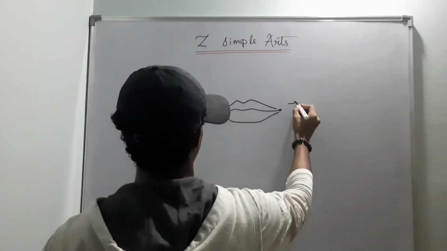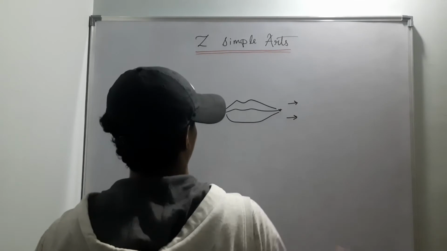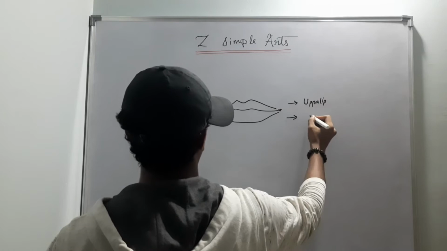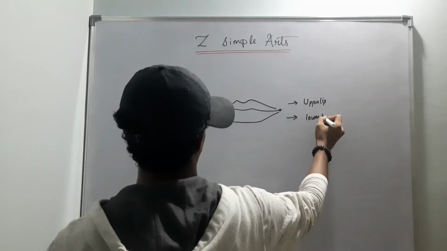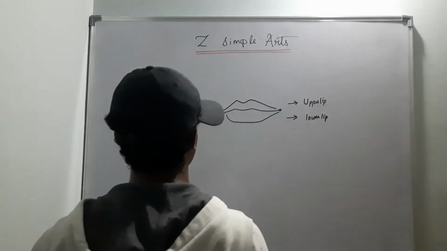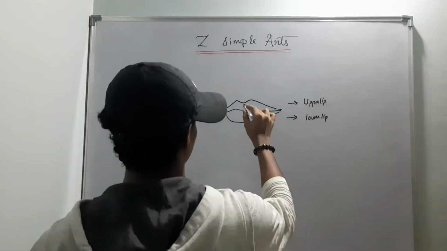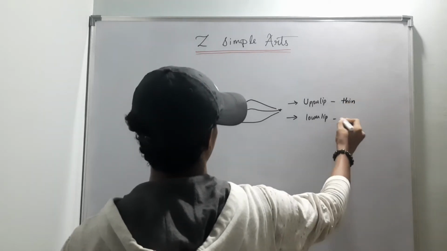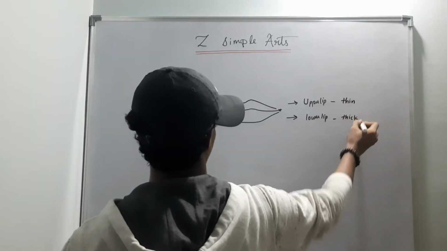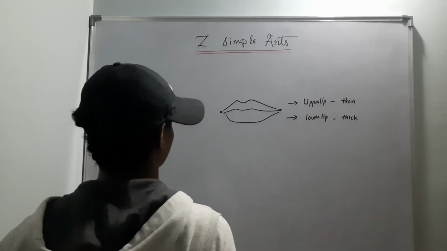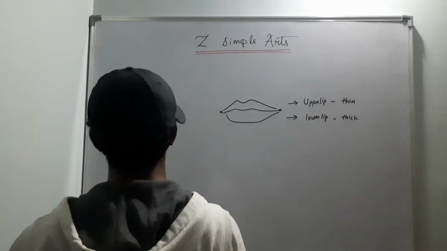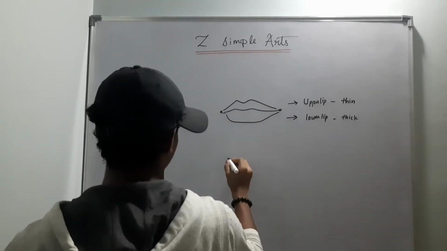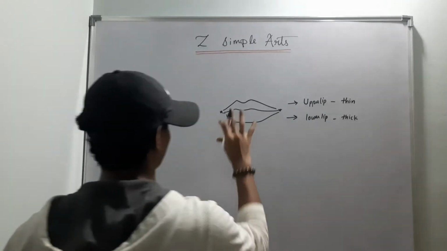There are two components in a lip, the upper lip and the lower lip. The considerable difference which is noticeable is the thickness. The upper lip is a bit thin, whereas the lower lip is a bit thick. How to do that? We have to make sure the difference of both lips is noticeable for the audience. So let's start how to do this thing.